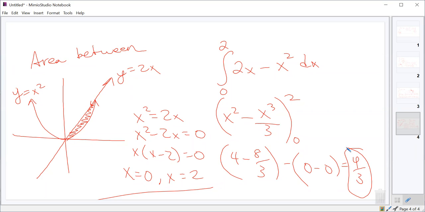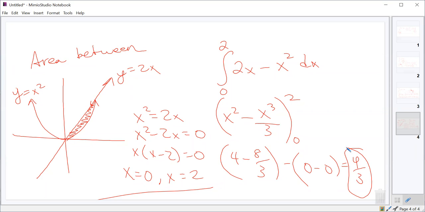Unless they give you units attached to it, they will not require you to write units squared. I will not require you to. If you want to, it's not wrong, but you don't have to. Any other questions here, people here?